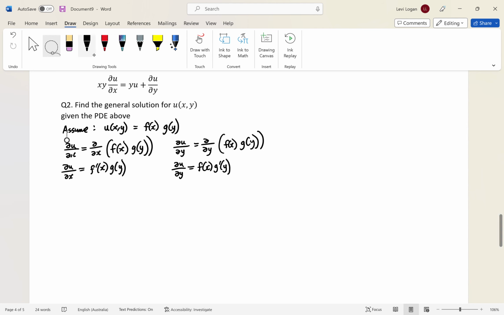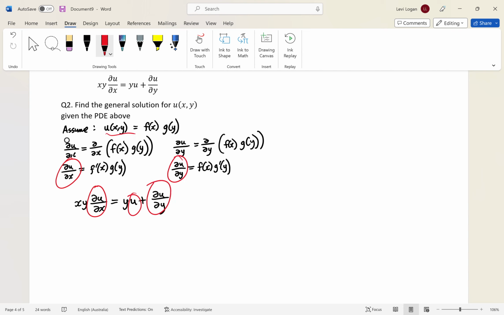Alright, so let's just rewrite our PDE. Our PDE is x times y times the partial derivative of u with respect to x is equal to y times u plus the partial derivative of u with respect to y. Okay? We have this and we have that. We also have our u, which is up here. So we're just going to plug in this stuff into here and the rest into its corresponding spots.